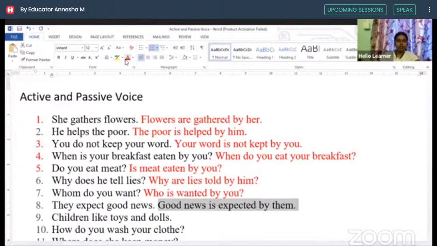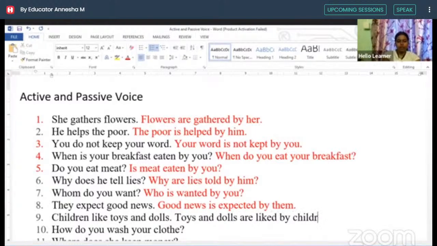Children like toys and dolls. I want to try, but active and passive is very difficult for me. I need time for that, but I will try. Yes, try, Shivani. Toys and dolls are liked by children. Very good. Absolutely correct. Toys and dolls are liked by children. Absolutely right. Okay.